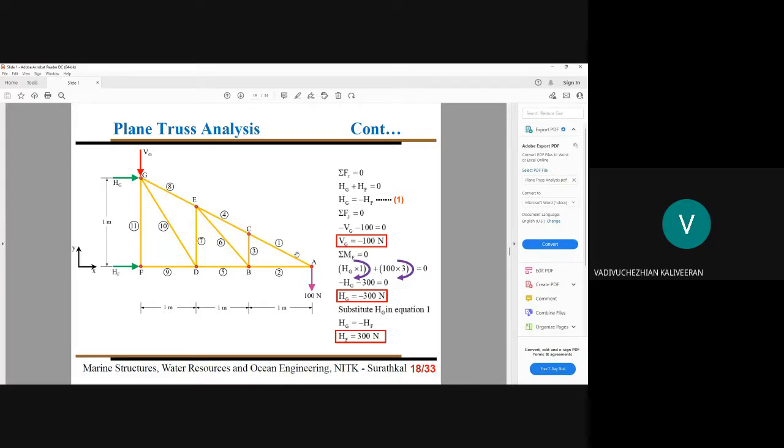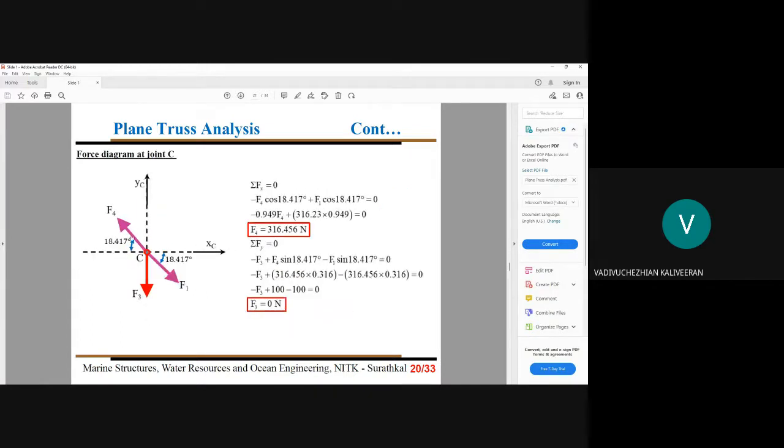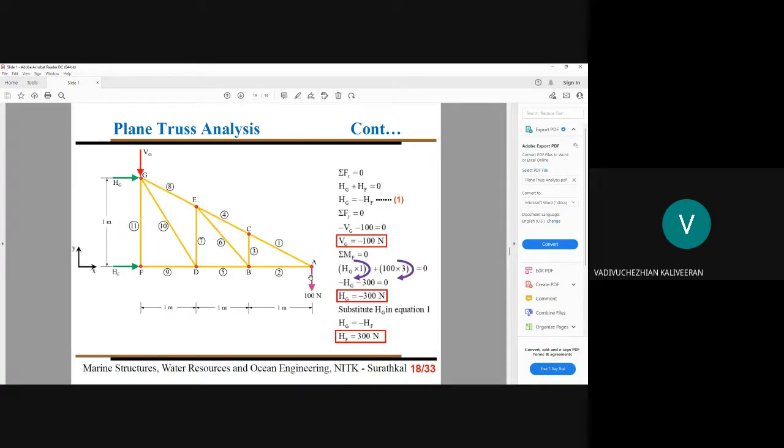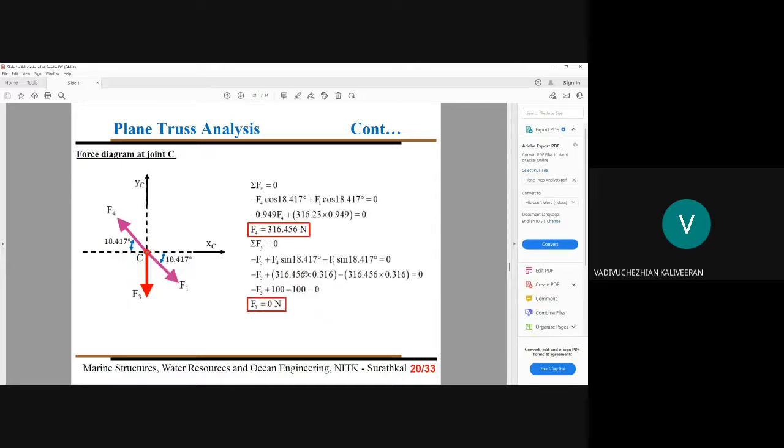So whatever member force it is experiencing, the same will be existing in those other 4 also. F4, we will see 316456. So in this case, F1 also 316456, because in the same line, the same member force only should be existing. Like in this way, the C part we have noted.